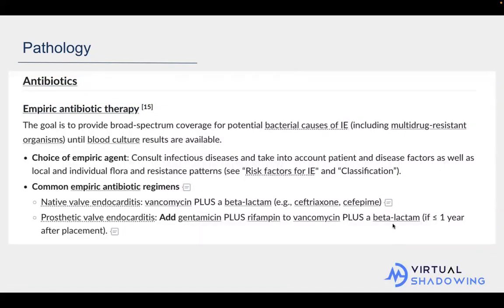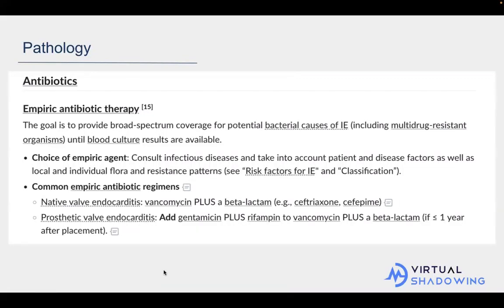TEE is a much better imaging study for this, as I said before. And then we start these people on antibiotics, even if we're still waiting for the blood cultures to come back, say, because sometimes they take a couple of days. We will start these people right on broad spectrum, hard-hitting antibiotics right away.